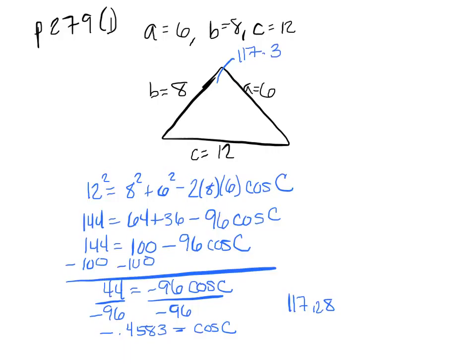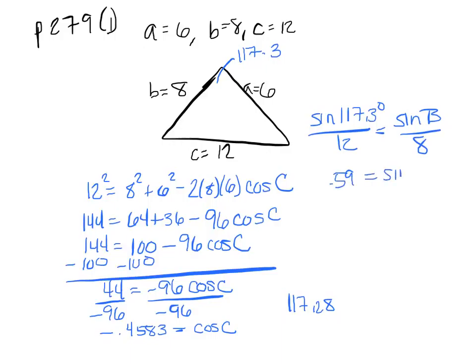Okay? All right, if that's 117, now I can go back to the law of sines. I mean, you could do law of cosines 3 times here. I don't suggest it, though. Do the law of cosines once, get the angle that you need, and then we can use the law of sines. So we've got sine of 117.3 degrees over 12 equals the sine of b over 8. Cross multiply, so times 8 divided by 12. And I get 0.59 equals sine of b, and then do your inverse. And you get that b is 36.3.